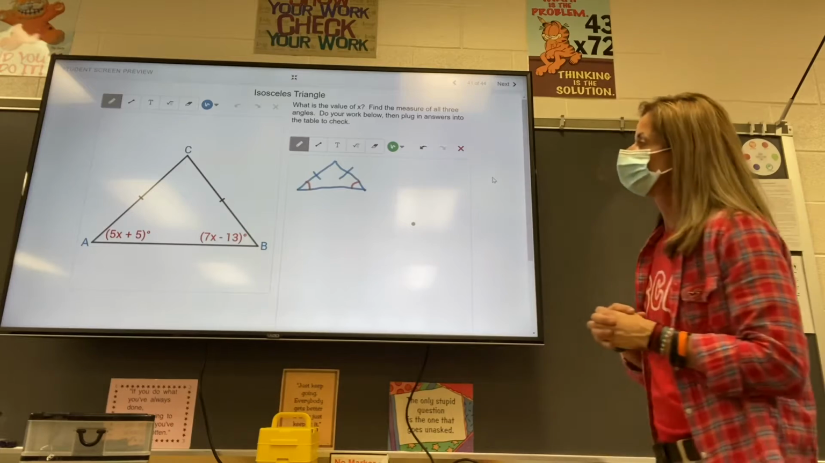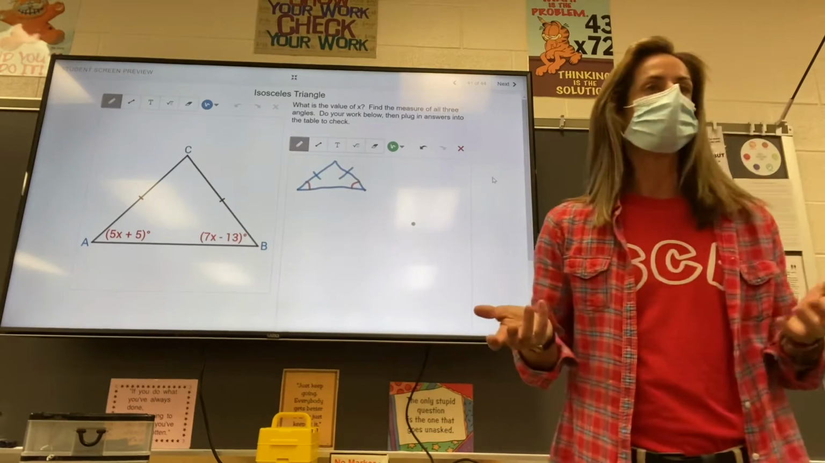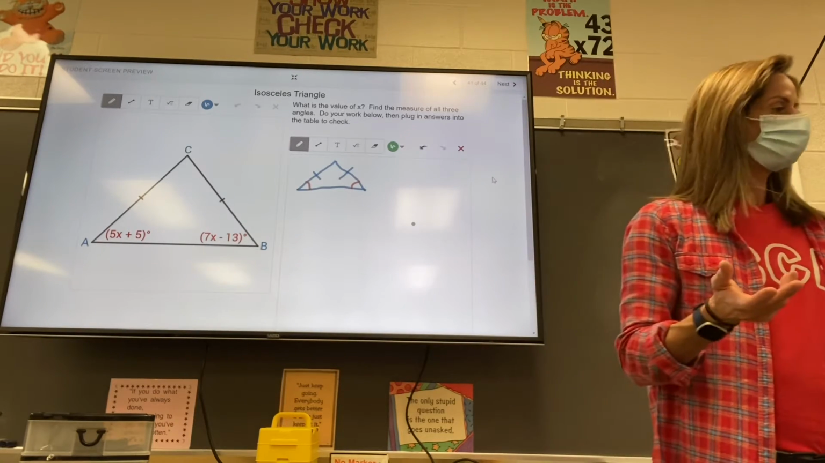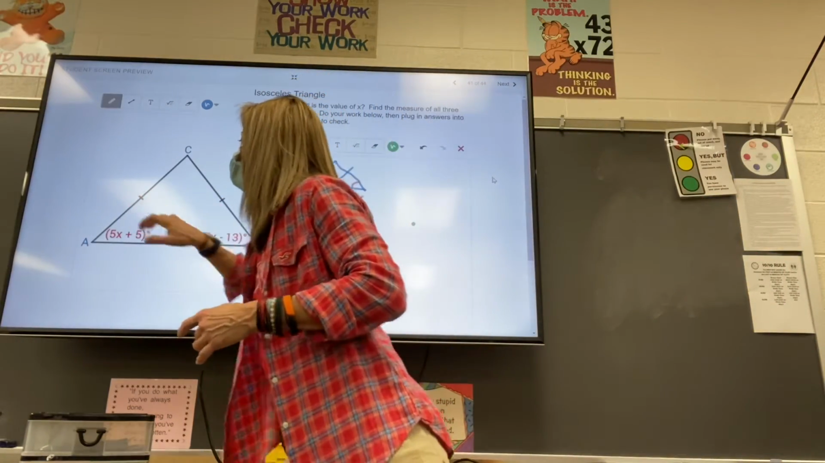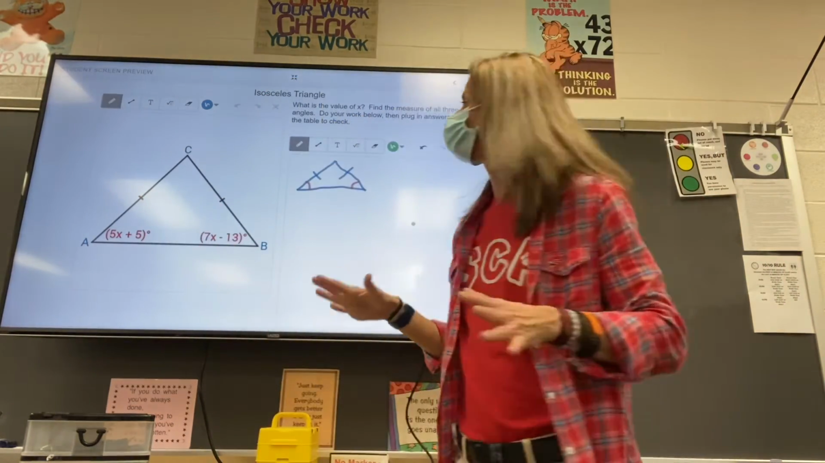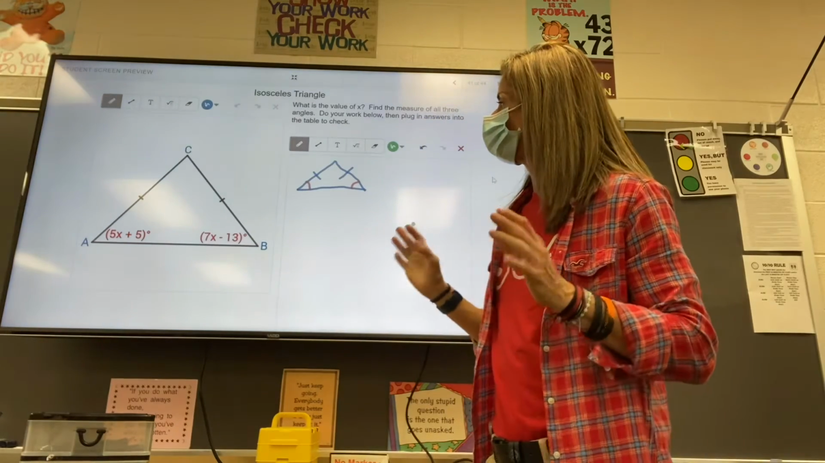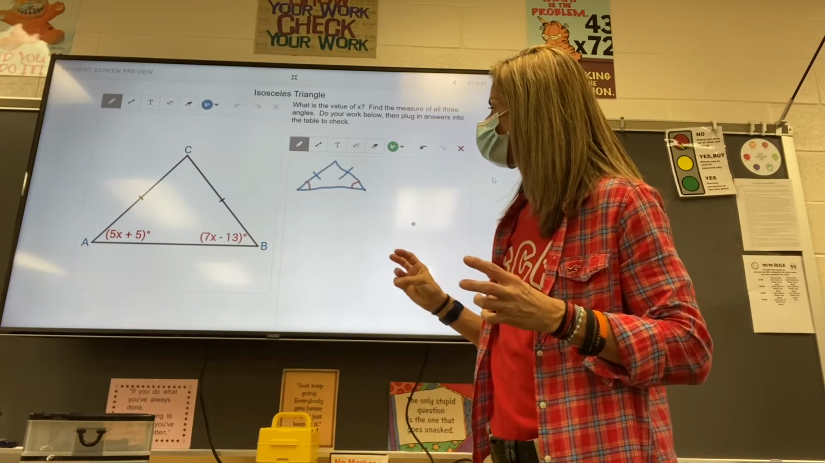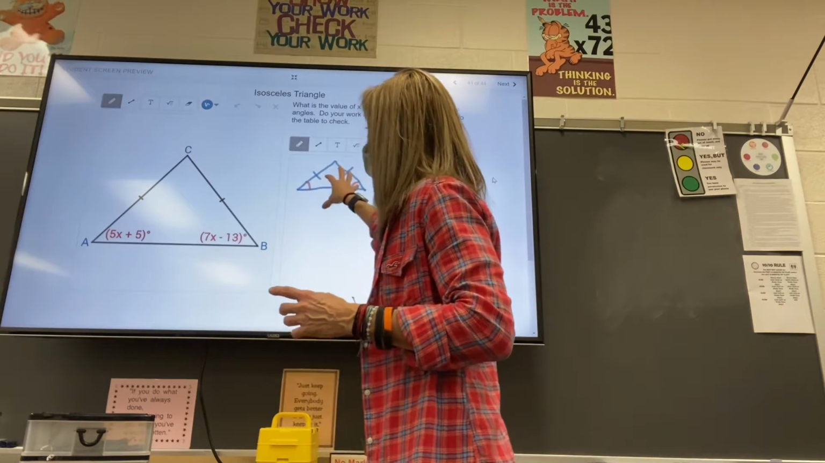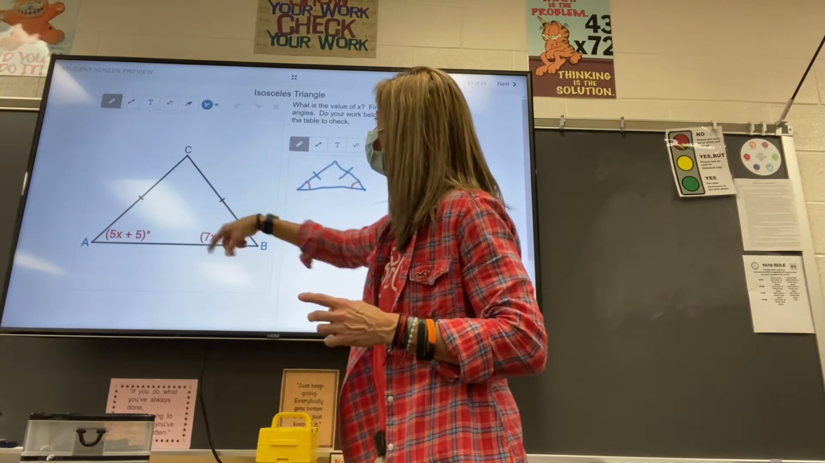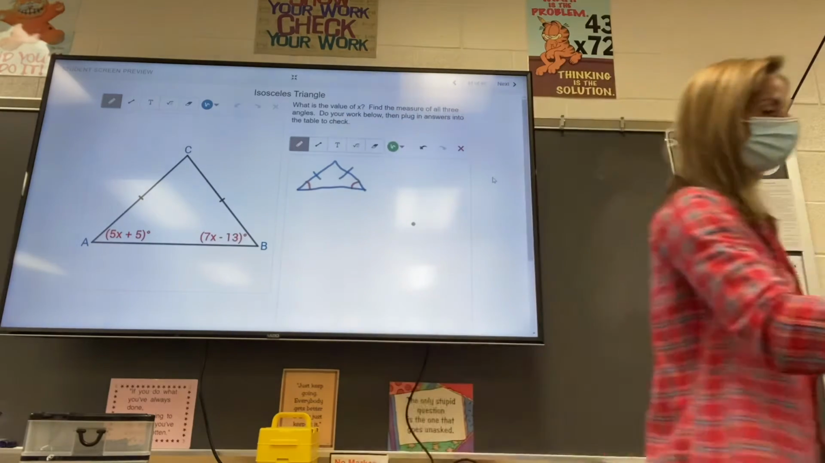Okay, so what's the value of x? What do we know? What are we told? What information do we have? What do these little marks mean? Those sides are equal. But we don't know their lengths. The reason why I redrew this triangle over here is because I wanted to draw on it.